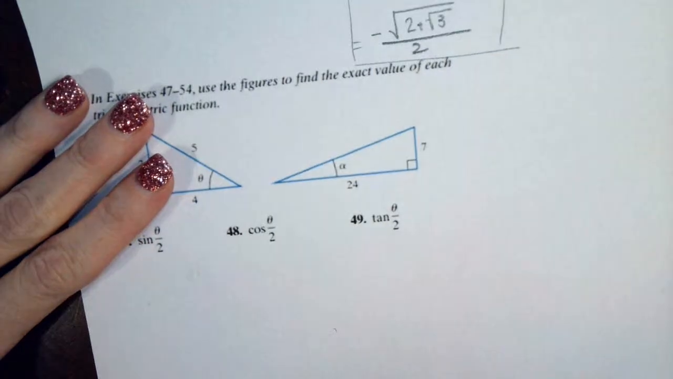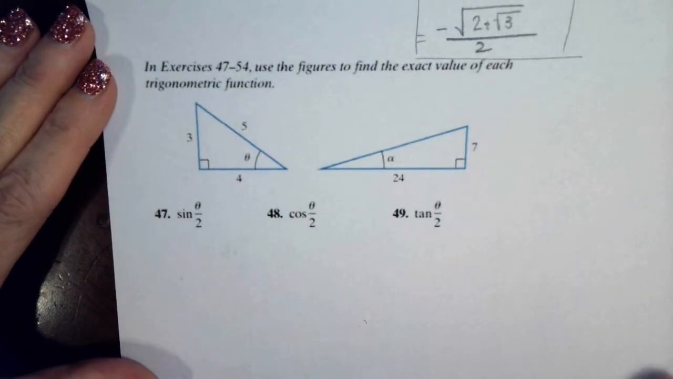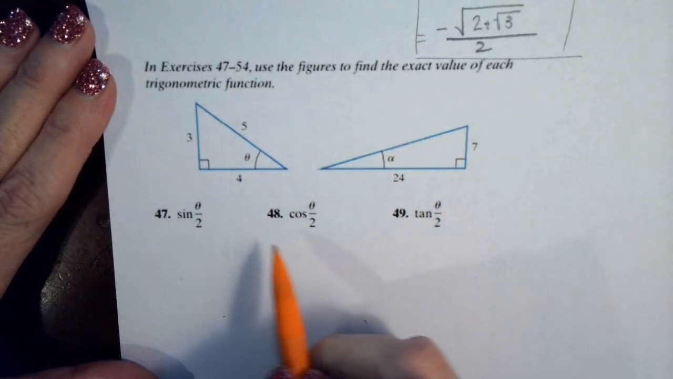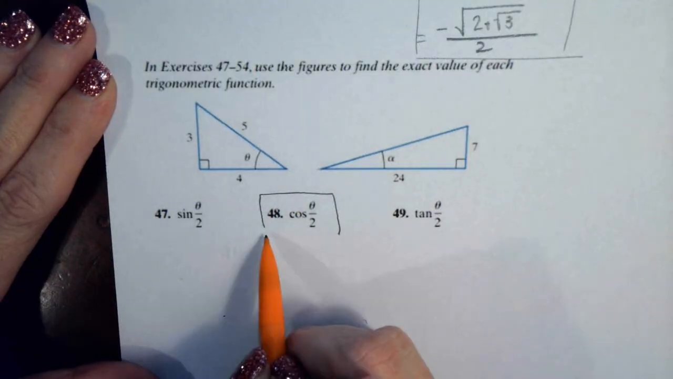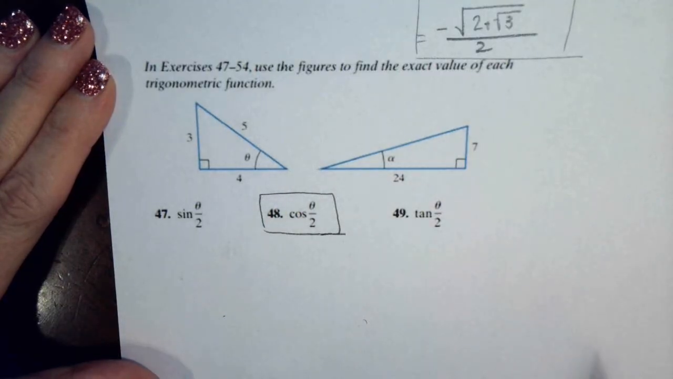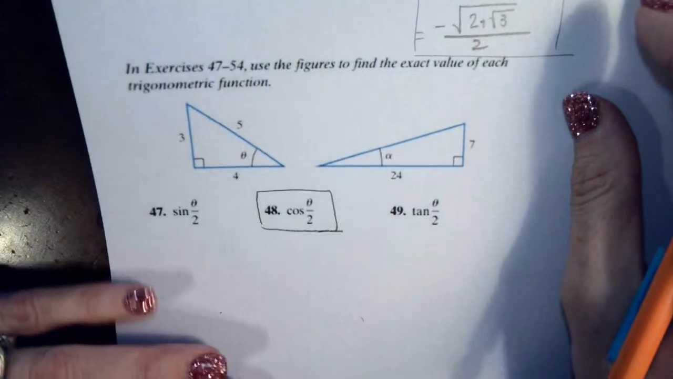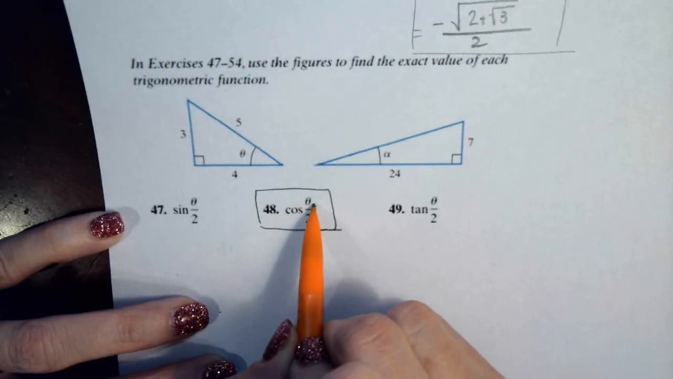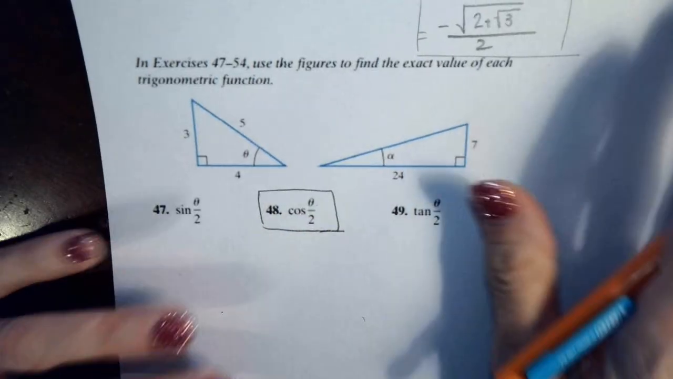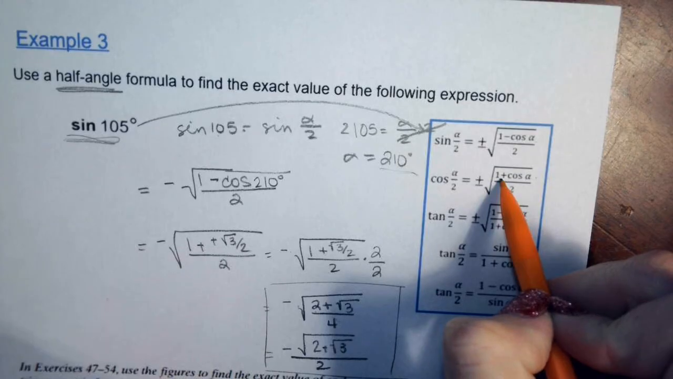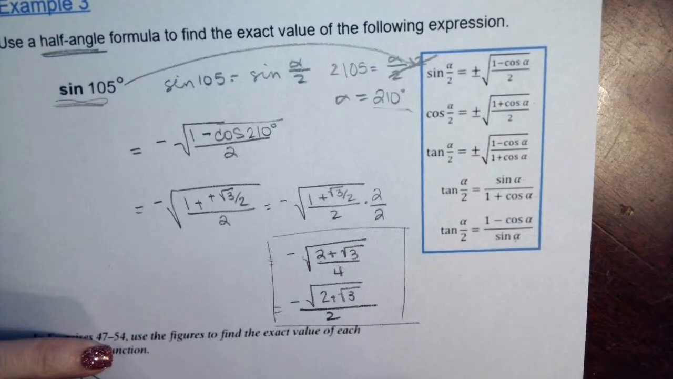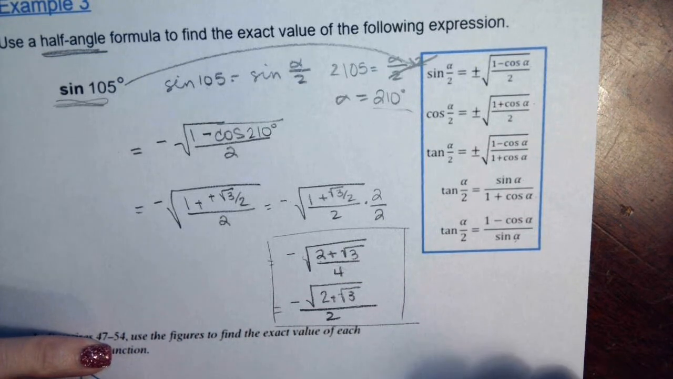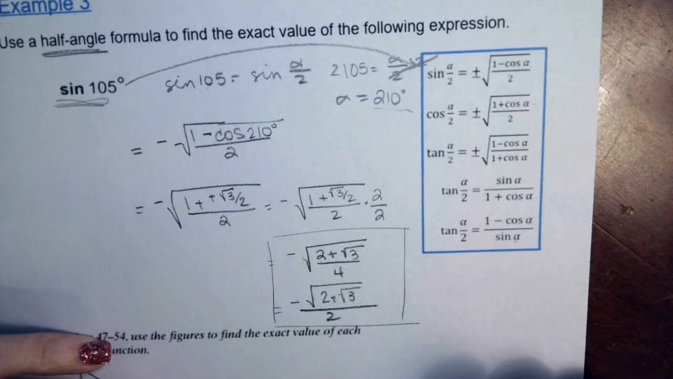Okay, the last example we have is going to be number 48. You guys are doing the odds, so I felt it would be a good idea to do one of the evens as an example. So cosine of theta divided by 2. That tells me I am using this formula here. So that's going to be square root of 1 plus cosine alpha, the whole thing over 2.